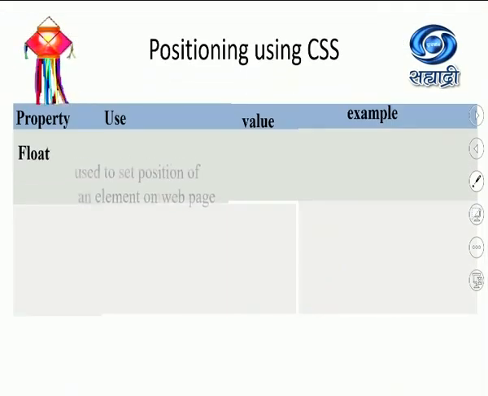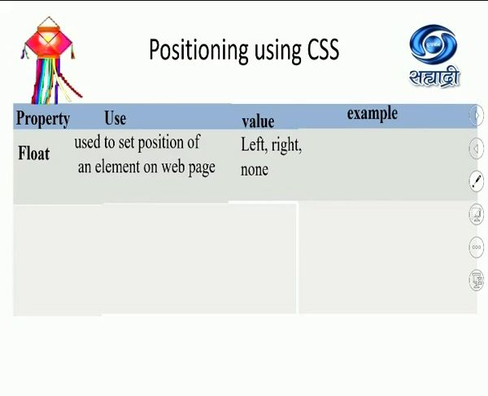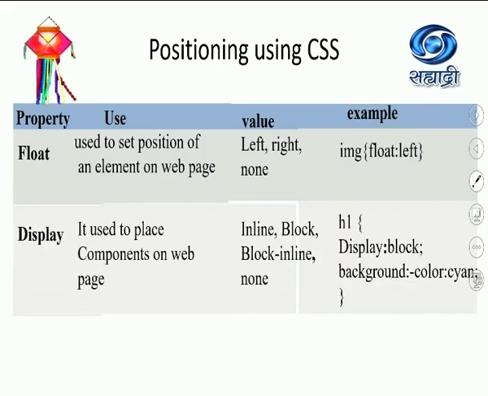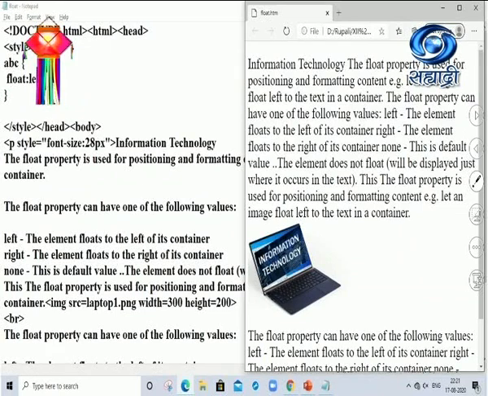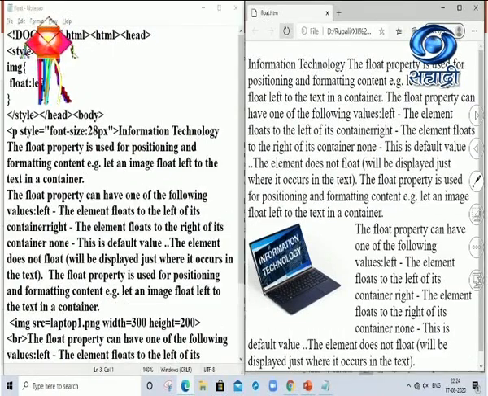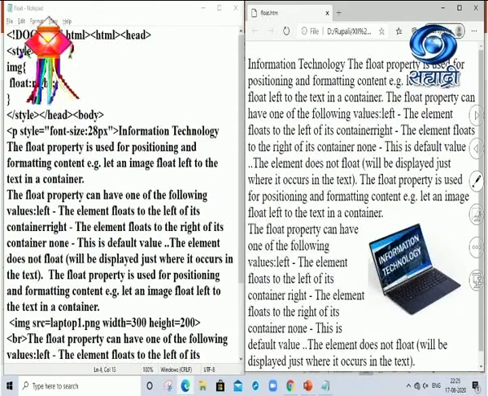Students, let us see the various types of properties which are used for positioning. Two more properties are there, float and display. Observe here, I have inserted the laptop image on the web page, and I have mentioned the float left property. Because of the float left property, text has appeared on the right hand side. Now you may observe, if I specify float right, it is going to appear on the right hand side.